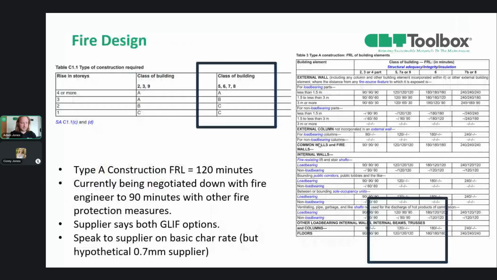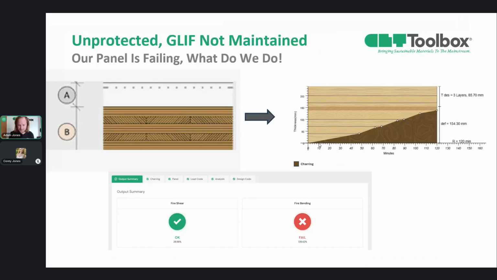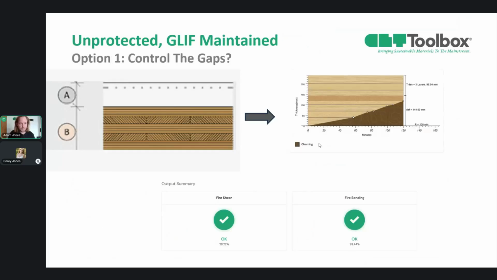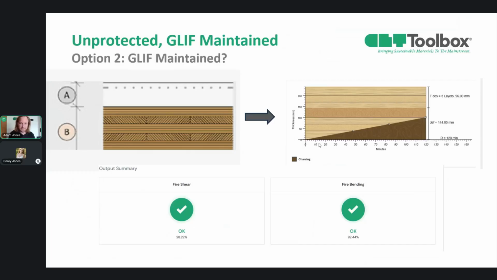So from a fire point of view, I skipped it, but let's just say it's failing now, it was failing at 139%, what do you do? Well, there's multiple options. You can control the gaps, so that it was working when it had 1 millimeter gaps, reducing the char rate by 20%. Maybe there's a fire protection system you can input that lowers the cost of that. Another option is glue line integrity maintained. Some suppliers provide two options. They can charge more if you want a certain glue that maintains the glue line integrity.